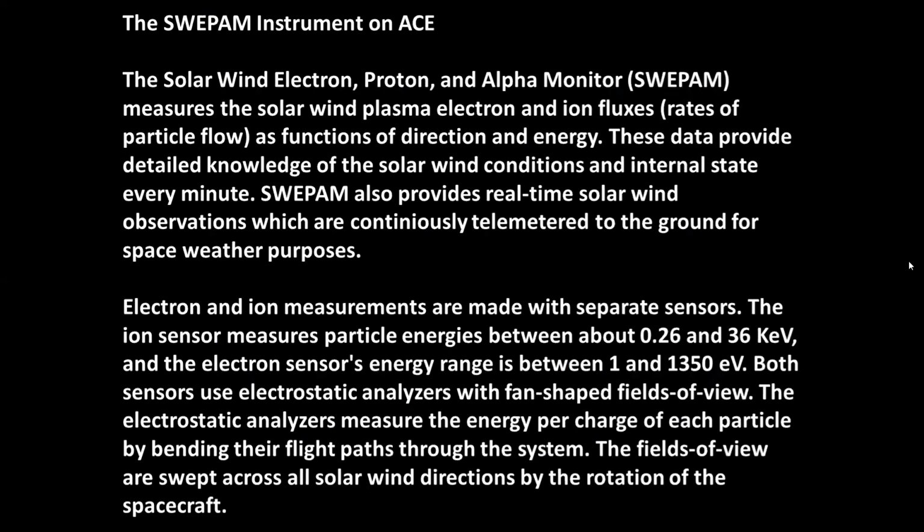The ion sensor measures particle energies between about 0.26 to 36 kelvin, and the electron sensor energy range is between 1 and 1350 volts. That's with an E. It's a big one, guys. Both sensors use electrostatic analyzers with fan-shaped fields of view. The electrostatic analyzers measure the energy per charge of each particle by bending their flight paths through the system. The fields of view are swept across all solar wind directions by the rotation of the spacecraft.